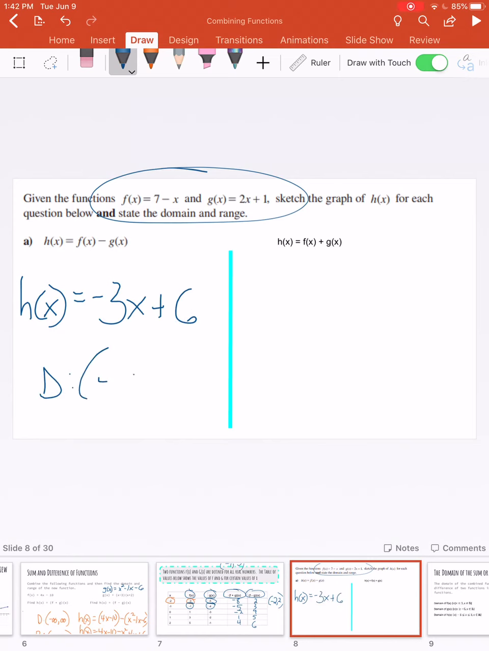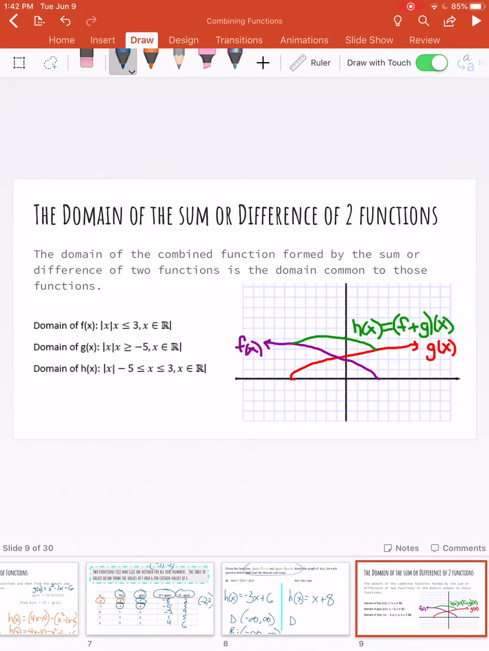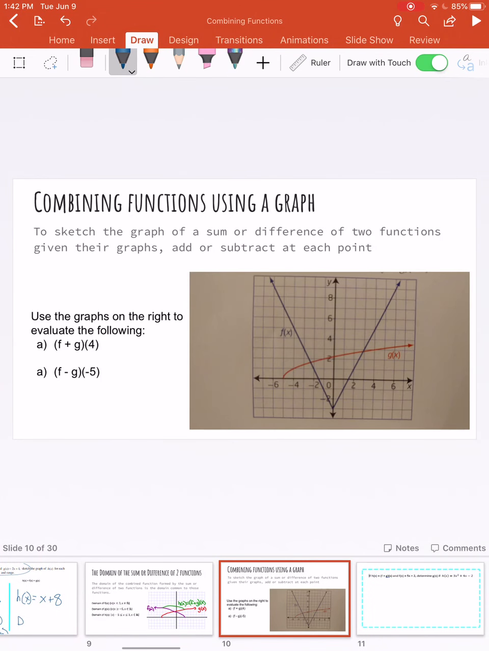Your domain should be negative infinity to positive infinity. Your range should be negative infinity to positive infinity because it's a linear graph. For the next one, your new equation for h at x after you add the functions should be x plus 8, and then your domain and range will be the same, negative infinity to positive infinity. Okay, so the domain of the sum or difference of two functions. So actually we're just going to skip ahead to this next one.